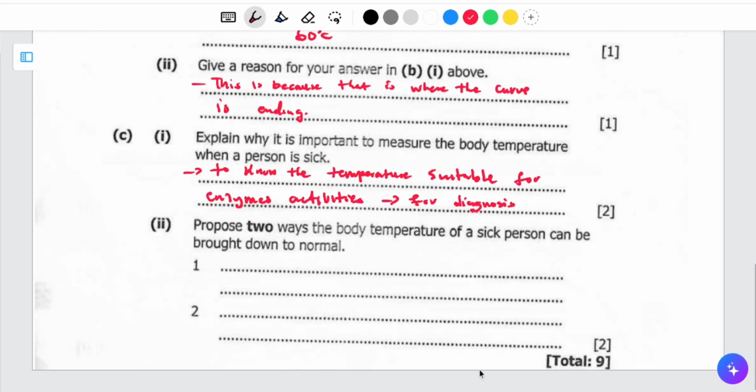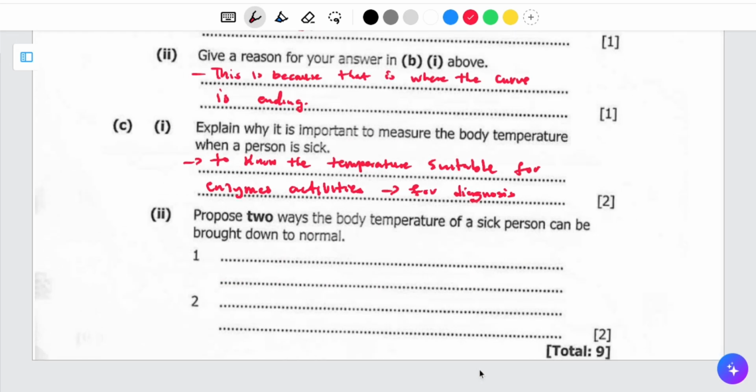Then Roman number 2 says propose 2 ways the body temperature of a sick person can be brought down to normal. That is by giving a sick person aspirin. Aspirin is a medicine that lowers the body temperature to normal.